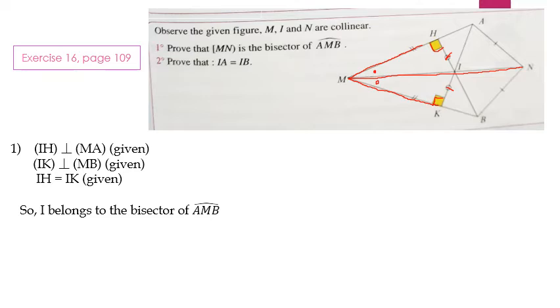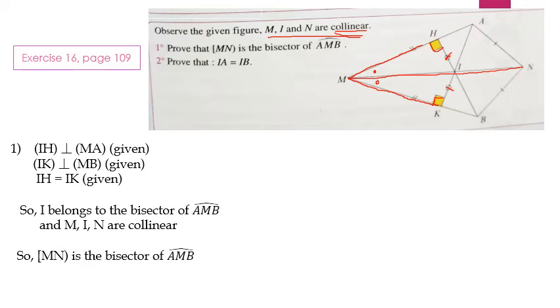This means that I belongs to the bisector. It's the property that we studied before. I belongs to the bisector of angle AMB. And here we have that M, I, and N are collinear. They belong to the same line. So I can say that since I belongs to the bisector and M, I, and N are collinear, so MN belongs to the bisector. MN is the bisector of angle AMB.